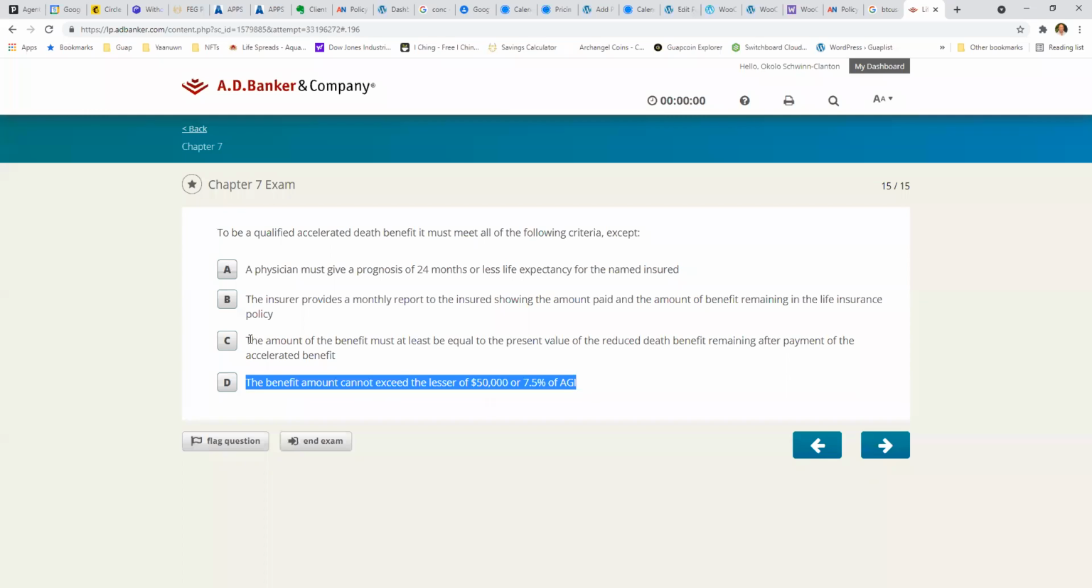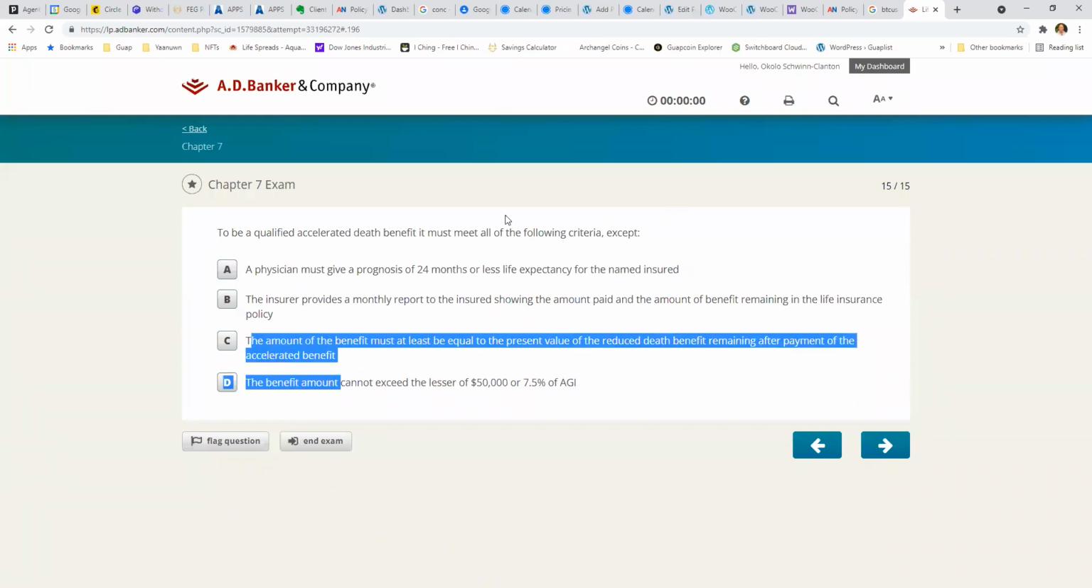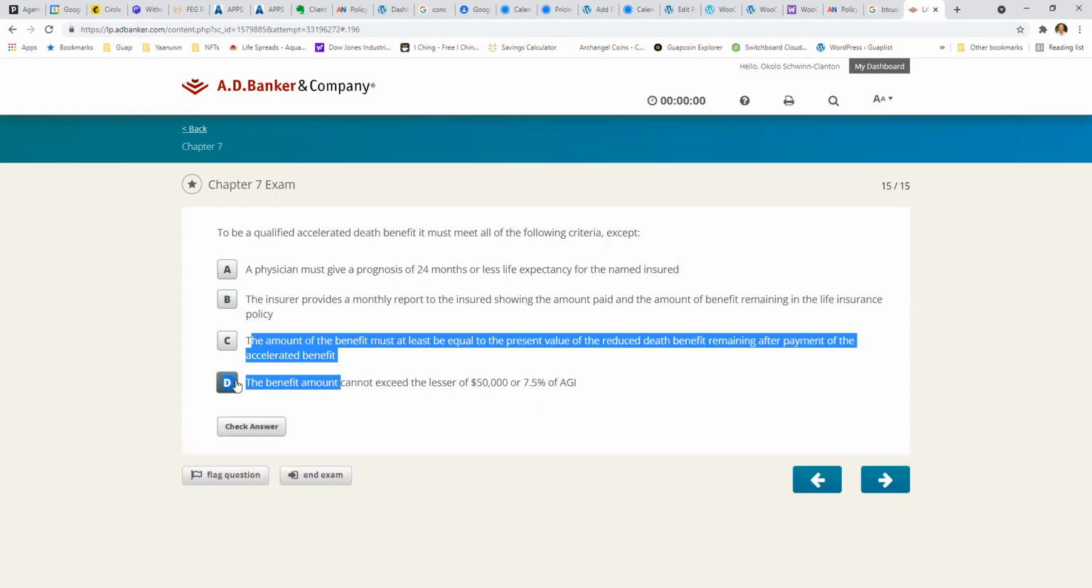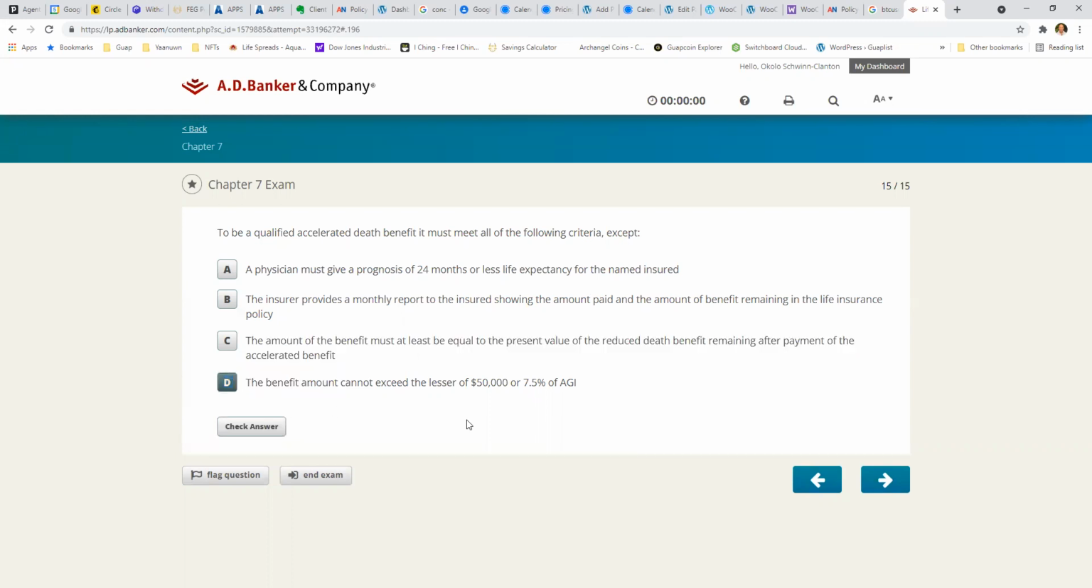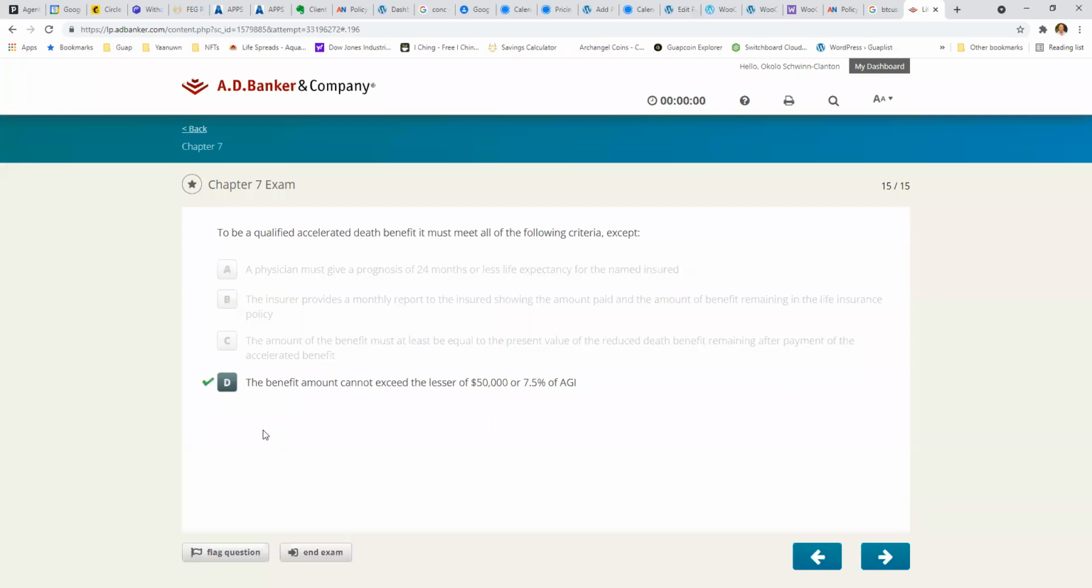So even though this one is confusing, just remember that when they start talking about qualified accelerated death benefits, the benefit cannot exceed the lesser of 50% or 7.5% of AGI. No, you can definitely get more than $50,000 from an accelerated benefit. So that has to be false. D. Let's see if I'm right. Pretty sure I'm right. Yep.